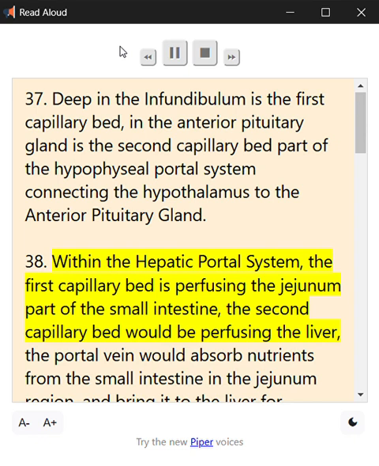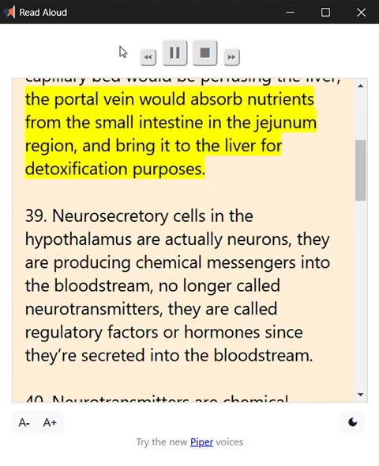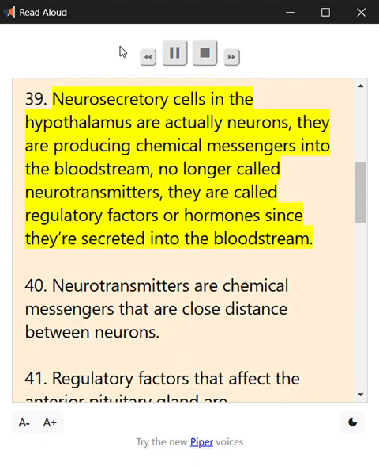38. Within the hepatic portal system, the first capillary bed is perfusing the jejunum part of the small intestine, the second capillary bed would be perfusing the liver. The portal vein would absorb nutrients from the small intestine in the jejunum region, and bring it to the liver for detoxification purposes.